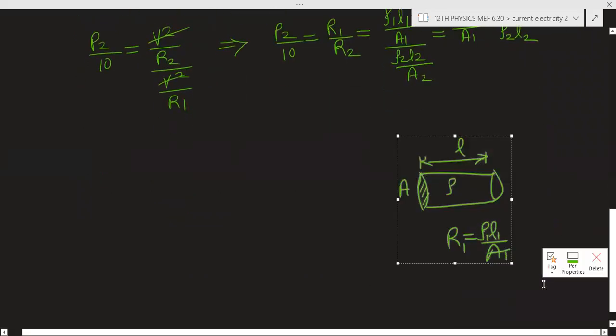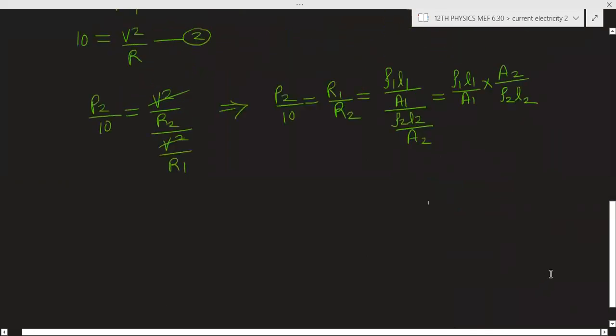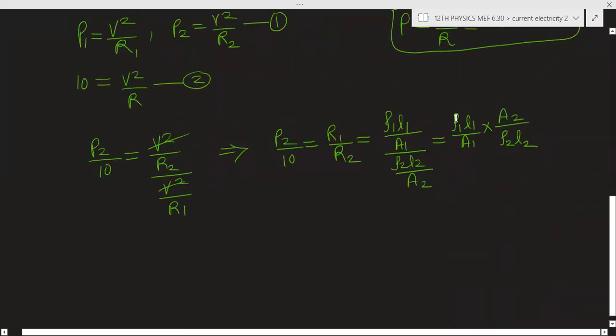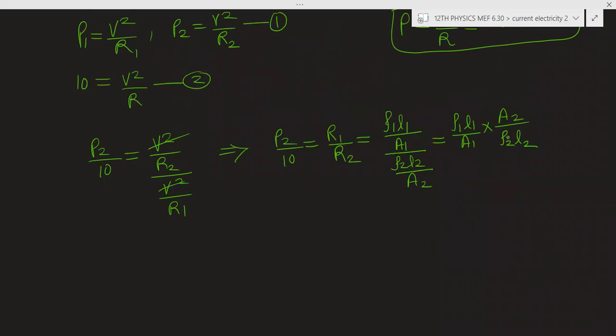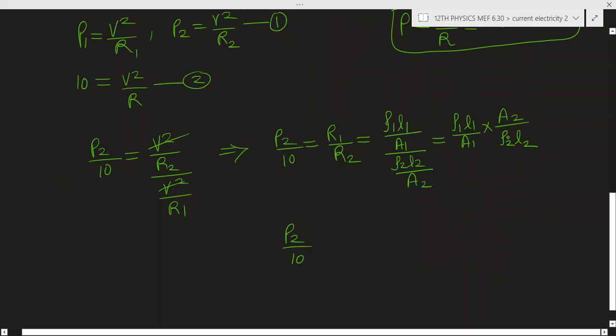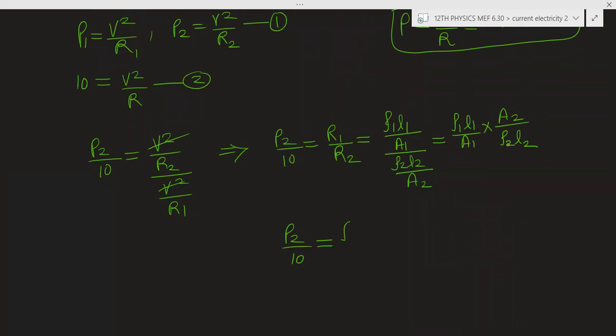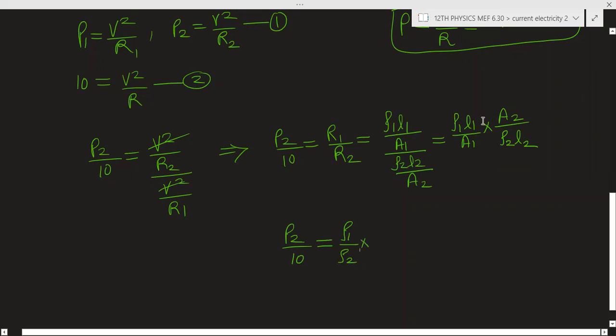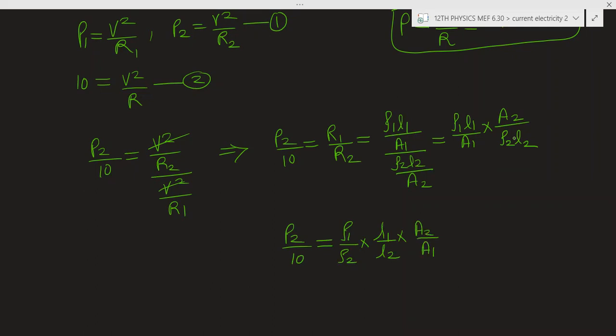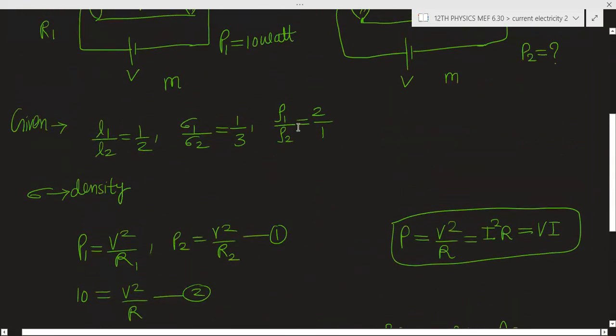Now just arrange it in the form of a ratio, here is rho 1 and here is rho 2. So you have P2 divided by 10 now, and this is equal to rho 1 by rho 2 multiplied by L1 by L2 multiplied by A2 by A1. Now you already have rho 1 by rho 2, 2 by 1.